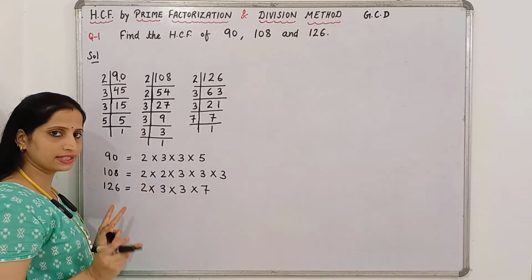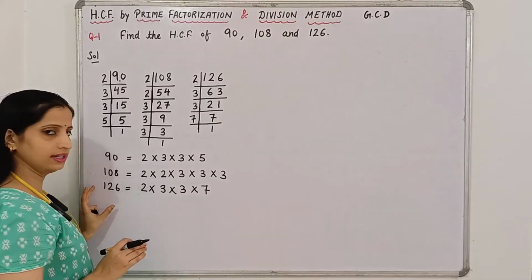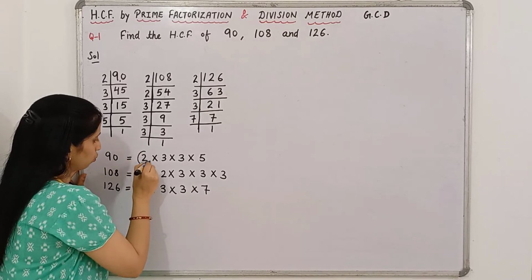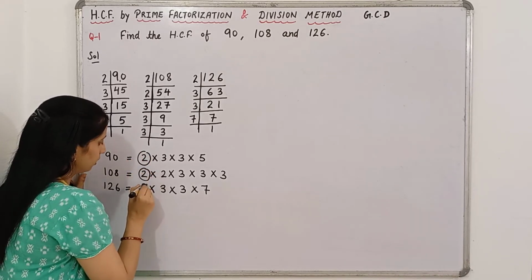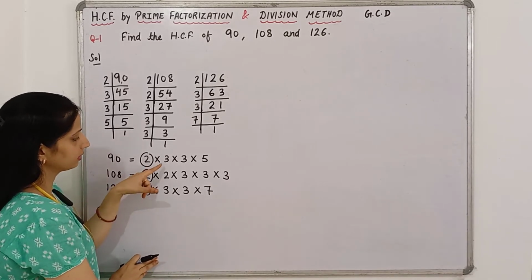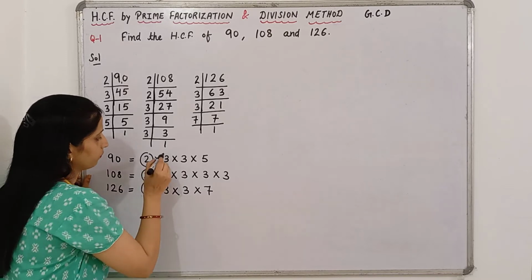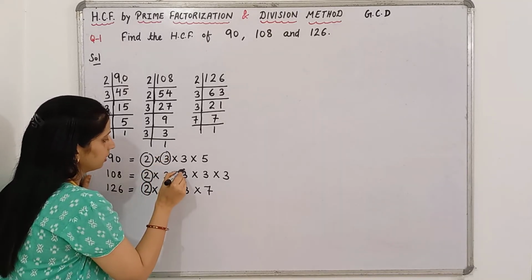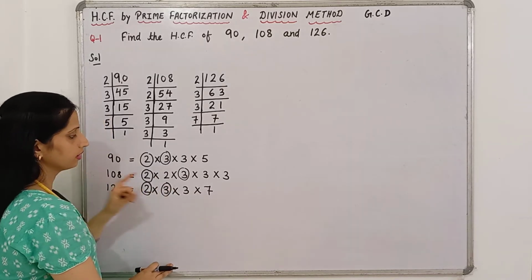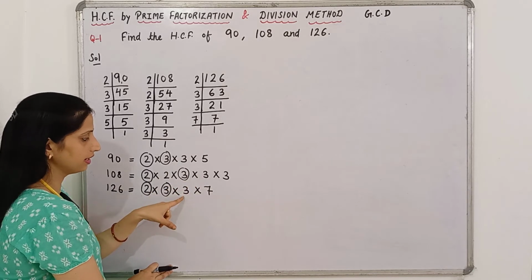Now what is our next step? It is to find out the common factors among these three numbers. So first common factor is 2. 2 is present in all these. Now next we can take 3. 3 is here also and here also. So just circle it. 3, 3 and 3. Okay, and we can see that 3 is here, here and here also.